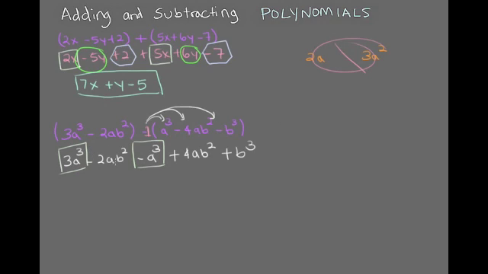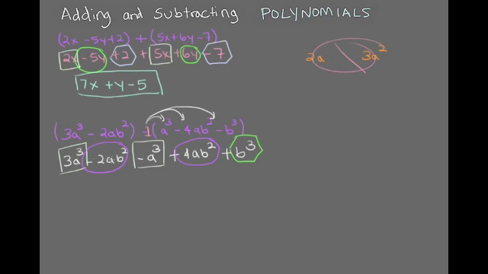So now let's look at the ab squared. So we have this term and this term that are ab squared terms. And the last one would be the b cubed, and we only have one of these. We only have one b cubed term. So we just leave it as it is.